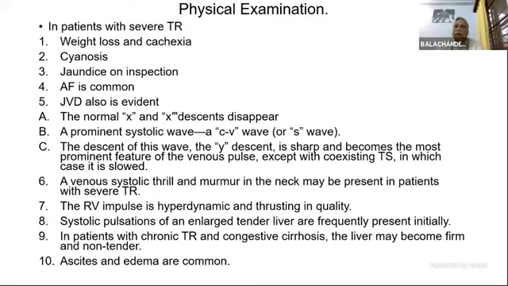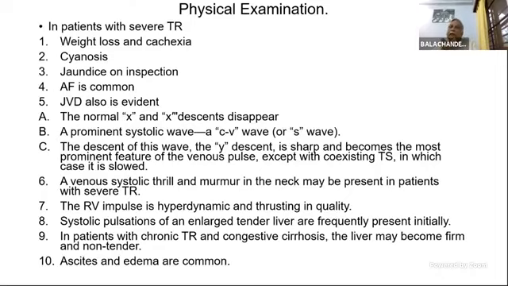Next slide. The patients with severe TR will have weight loss, cachexia, and, as I told you, atrial fibrillation is common. Remember that the X descent or the X prime descent may disappear as TR sets in, and you get a prominent systolic wave. This is called an S wave, and this is a CV wave.